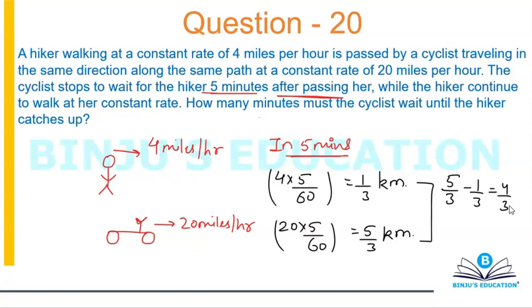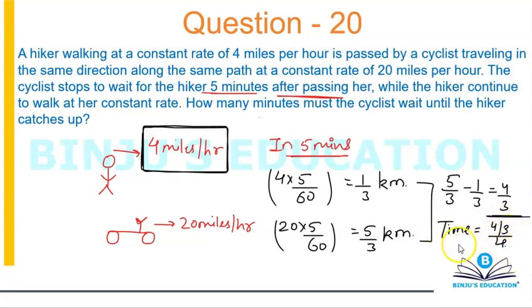Now, how many minutes must the cyclist wait until the hiker catches up? The hiker is traveling at a rate of 4 miles an hour, and the cyclist is 4 by 3 miles ahead. So the time after which the hiker will catch the cyclist is 4 by 3 divided by 4. That is basically 1 by 3 hours. So 1 by 3 into 60 is simply equal to 20 minutes. That's it.